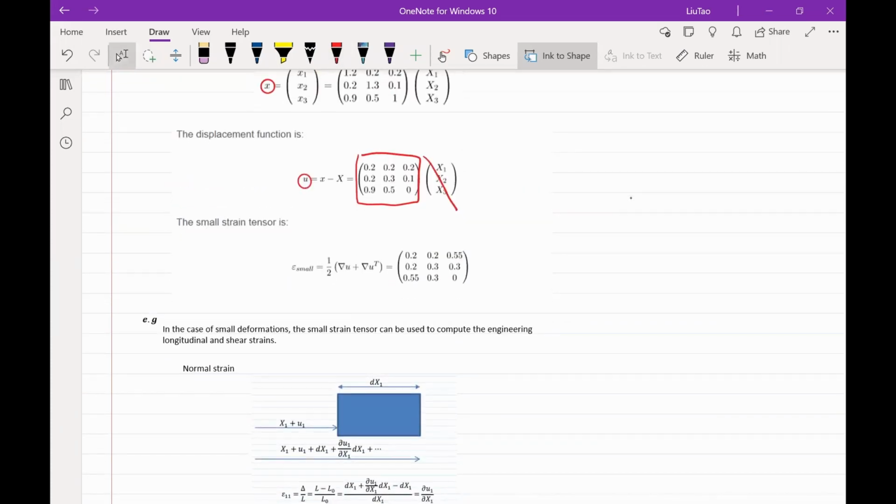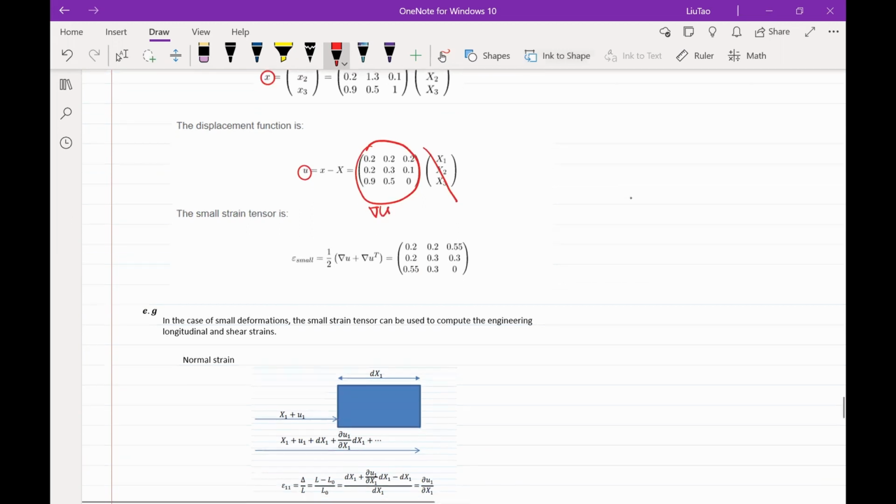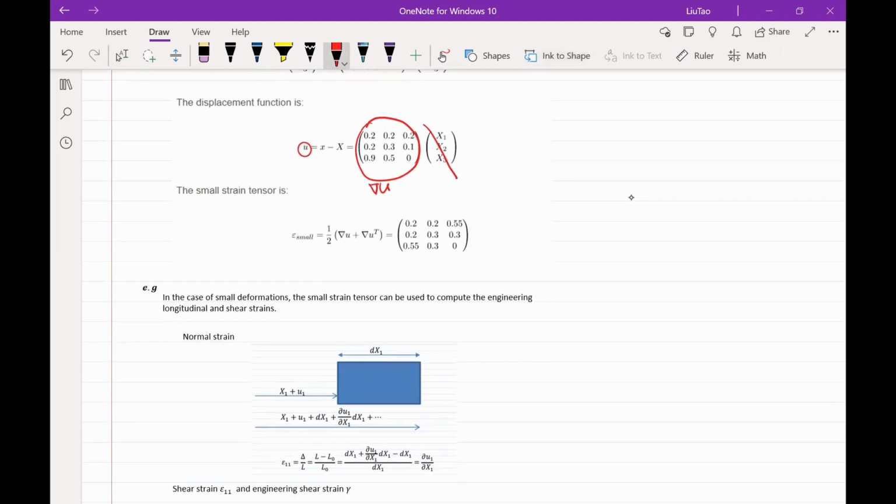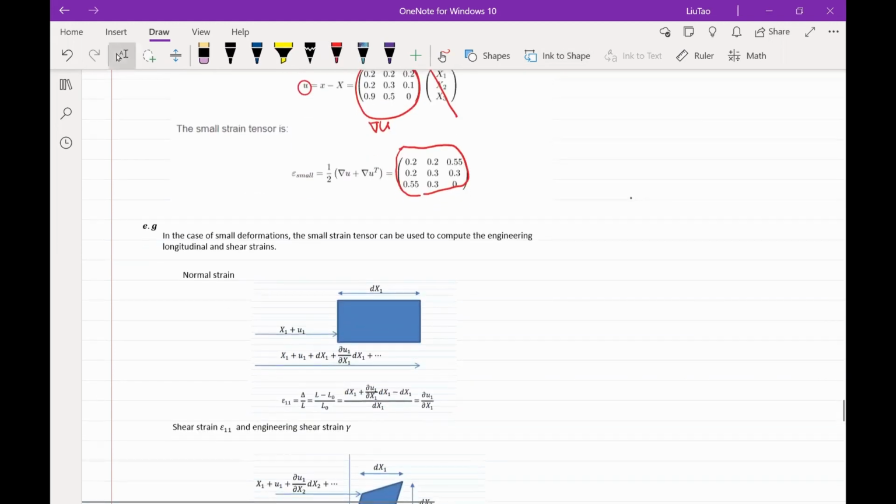So the small strain tensor is equal to 1/2 times the del u plus the del u transpose. So it's equal to this matrix.